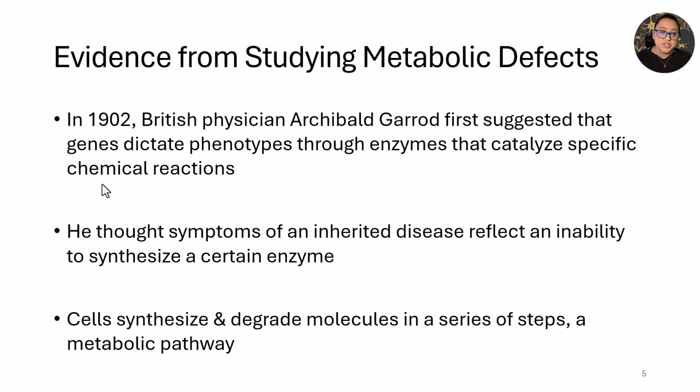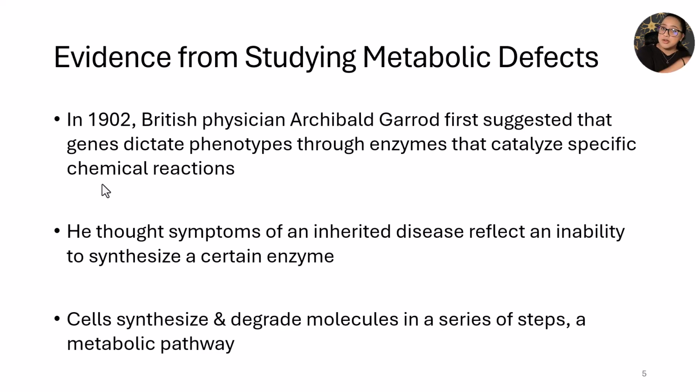So in 1902, there was a British physician named Archibald Garrod who first suggested that genes dictate phenotypes through enzymes. He was like, enzymes do a bunch of stuff, so it must be enzymes that get made by genes. So he said that genes dictate phenotypes through enzymes that catalyze specific chemical reactions.